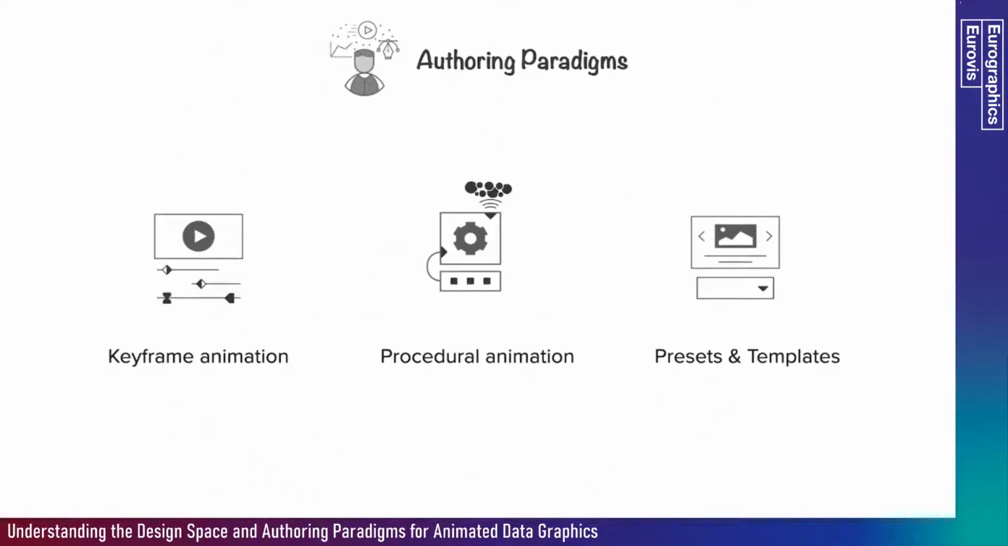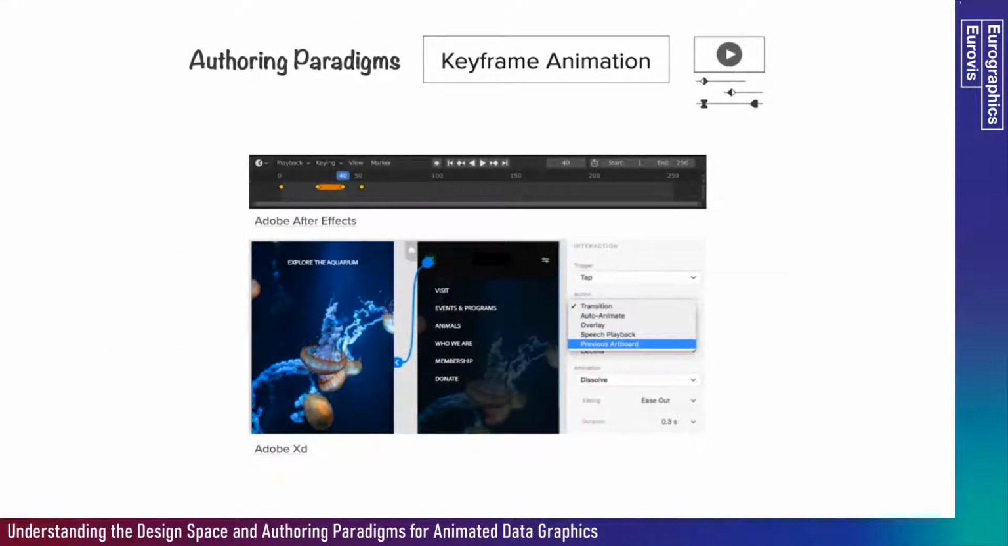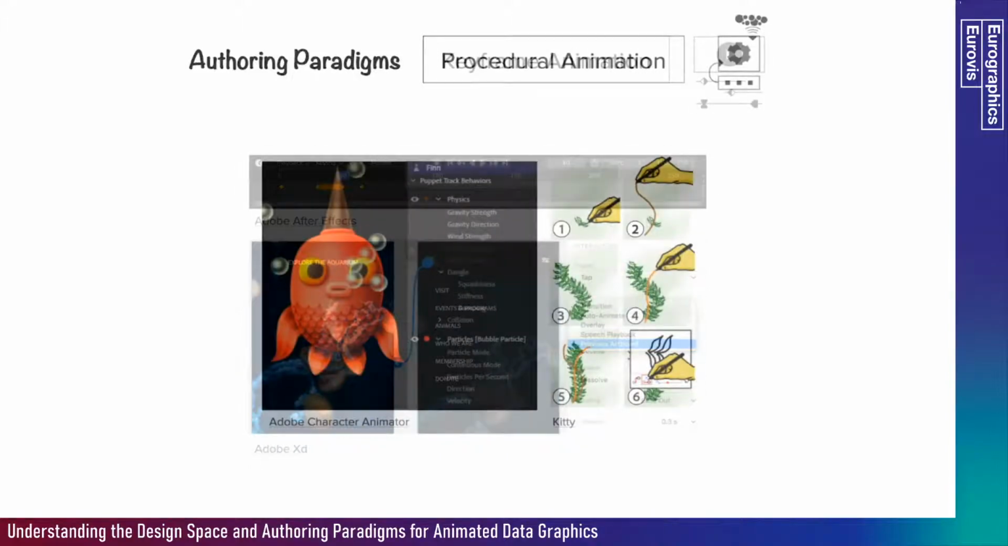Instead of focusing on specific interfaces or interactions, we identified 3 prevalent authoring paradigms for graphic animation: keyframe animation, procedural animation, and presets and templates. With keyframe animation, designers specify properties of graphical objects at certain points in time as a keyframe. The graphical user interface for keyframing is usually a timeline. However, prototyping tools implicitly treat scenes as a keyframe.